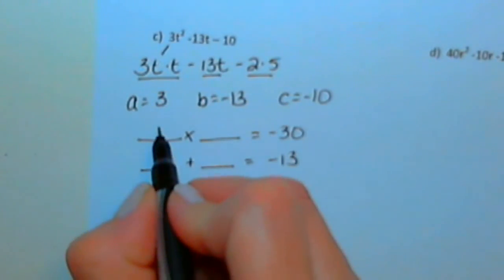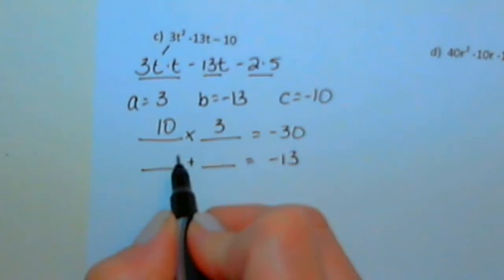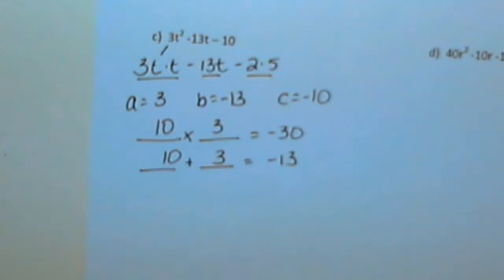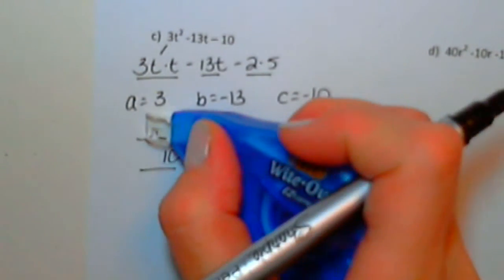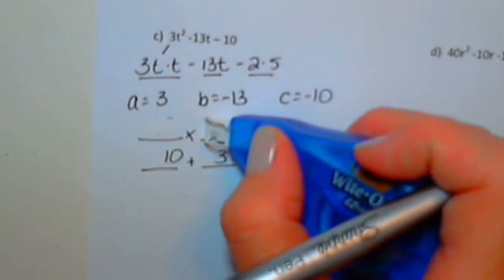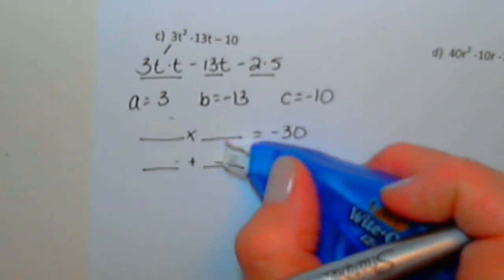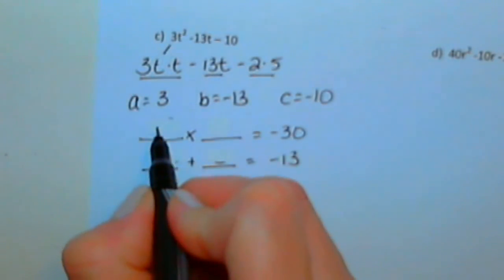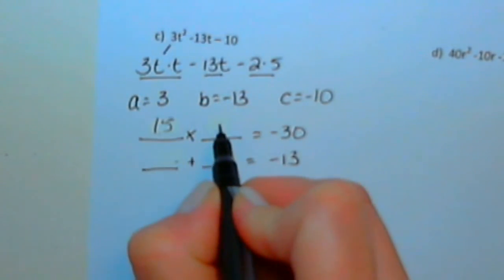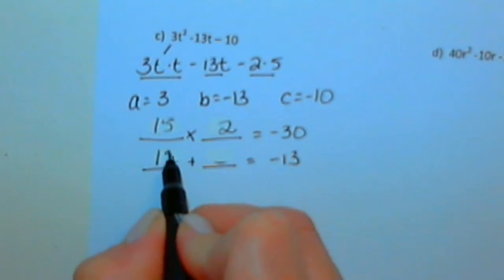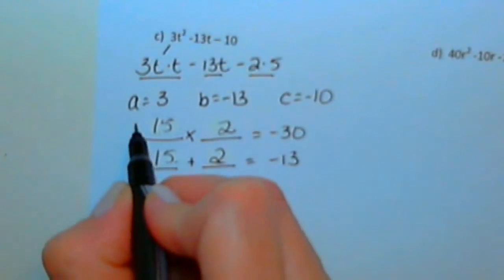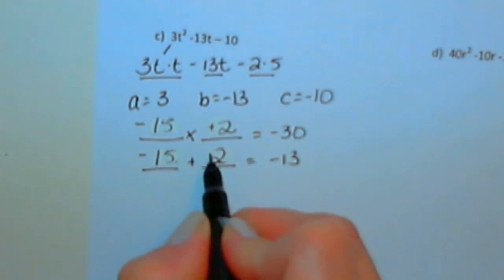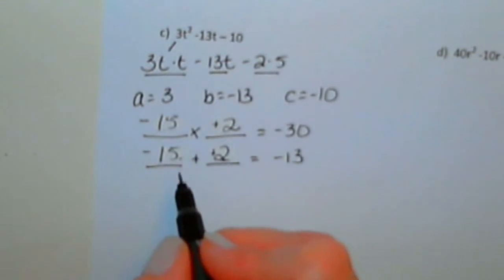Interestingly enough, I have the same numbers, 10 and 3. Nope, that's not going to work here either. And sometimes you're going to find that, because they wouldn't have multiplied to be negative 30 and added to a negative 13. How about 15 and 2? Negative 15, positive 2.